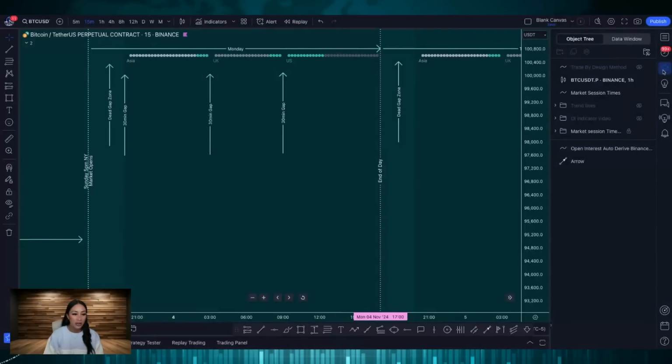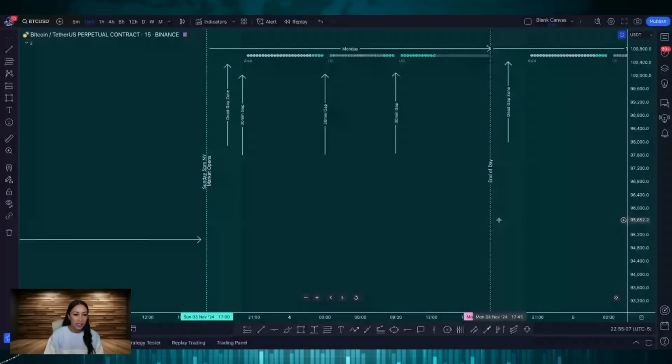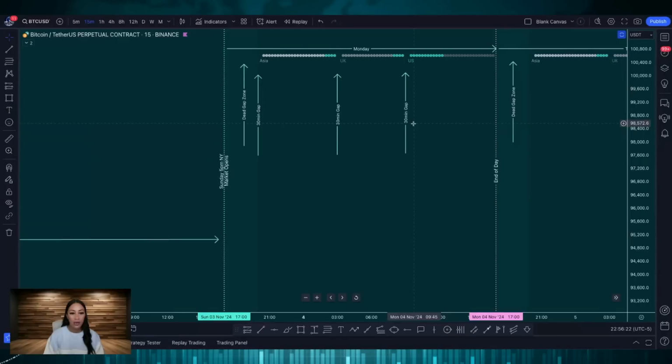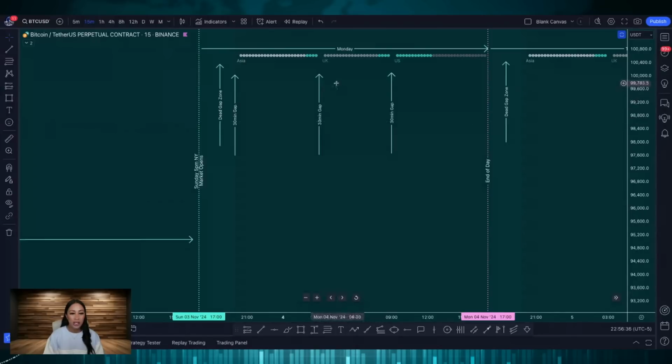There is then a 30-minute gap between the dead gap zone and our first trading session of the day, which is Asia, followed by another 30-minute gap, then UK session, another 30-minute gap, and then US session. The gaps are where we can see false moves or stop hunts, and this is the market maker setting up for the next trading session. The trading sessions Asia, UK, and US are when the market makers are active, so this means we are actively trading as well. But why is it so important to know these session times?